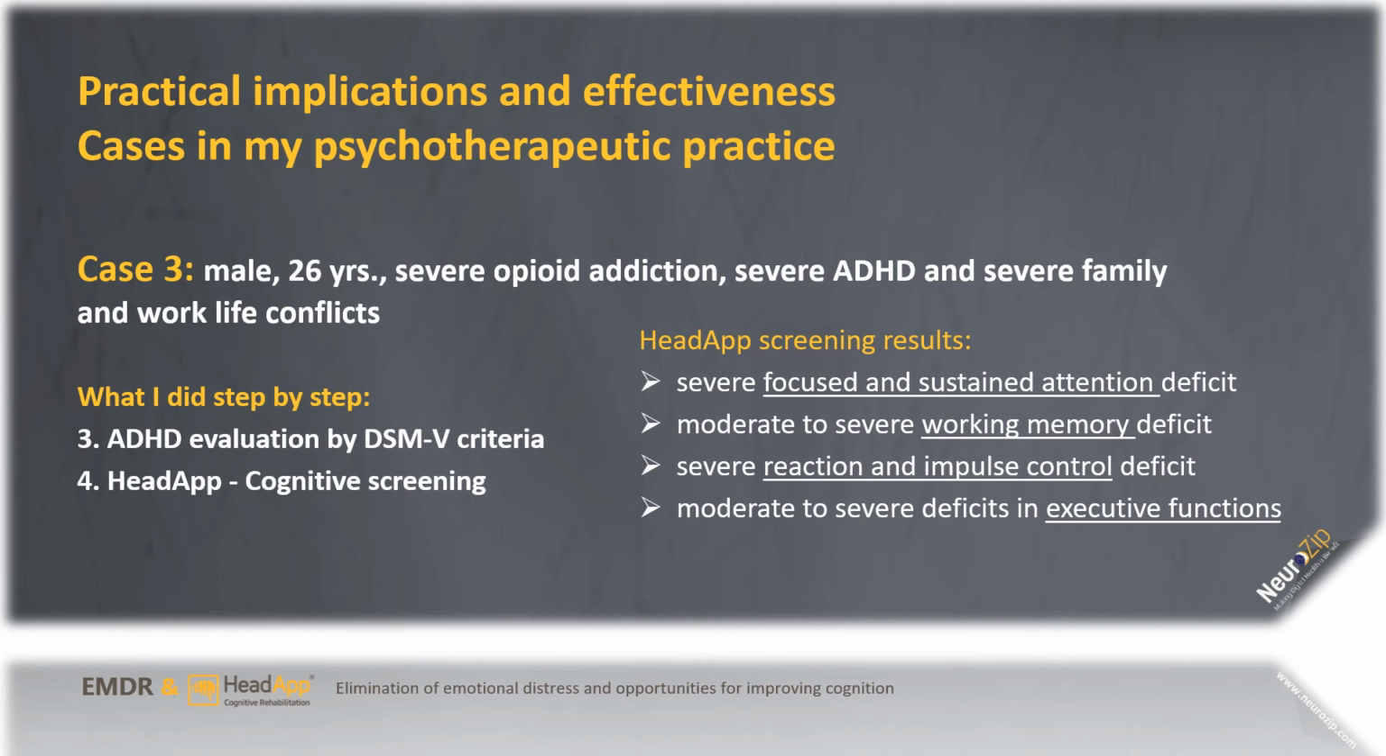After that, we began the HeadApp cognitive screening, and the screening results led to the following deficits: severe focused and sustained attention deficit, moderate to severe working memory deficit, severe reaction and impulse control deficit, and moderate deficits in executive functions. Putting these together in just a brief reading, one can see that it's essentially a report about the likelihood of ADHD, and it seems to be clearly there.